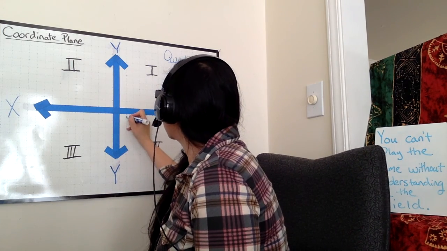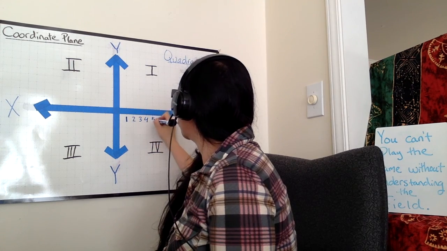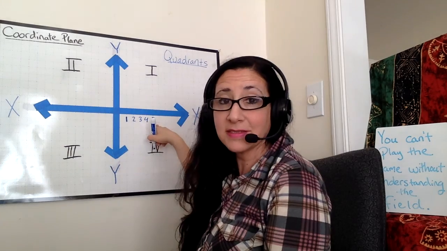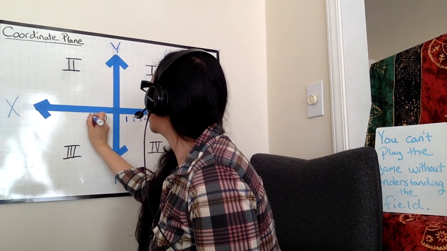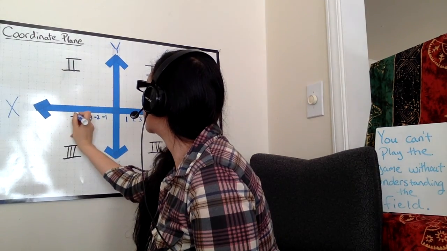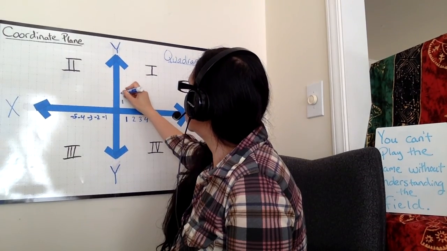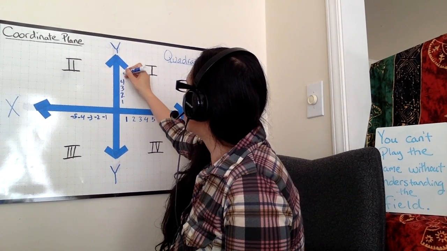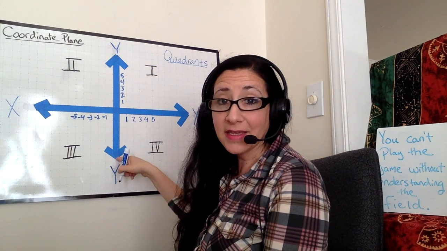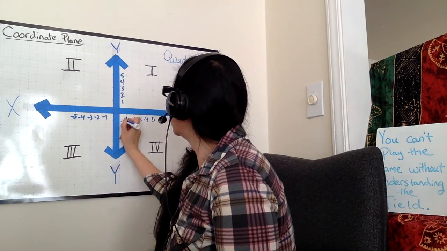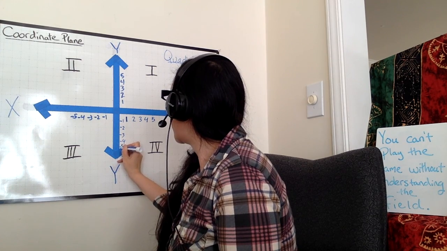So I'm going to label this 1, 2, 3, 4. We'll just go up to 5. The right side is positive. The left side is negative: -1, -2, -3, -4, -5. This top part is positive 1, 2, 3, 4, 5 on the y-axis. And going down on the y-axis, these are negative: -1, -2, -3, -4, -5.